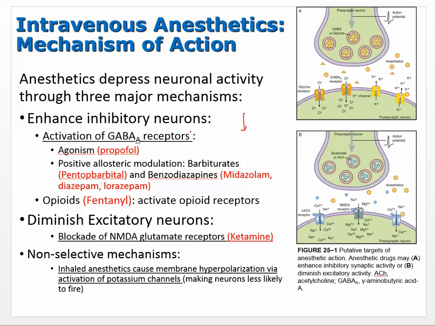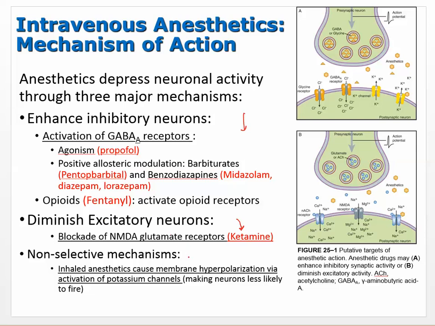So you can enhance the inhibition, so you're inhibiting more of the brain, that's the depression, or you can diminish the excitation. So we have an excitatory neurotransmitter, glutamate. One of its receptor types is the NMDA type. There's also AMPA, but in the case of ketamine, which is our prototype drug, it blocks these specific NMDA type glutamate receptors. Glutamate's excitatory. You block it, then that excitation goes away. So that's why it falls under that category.